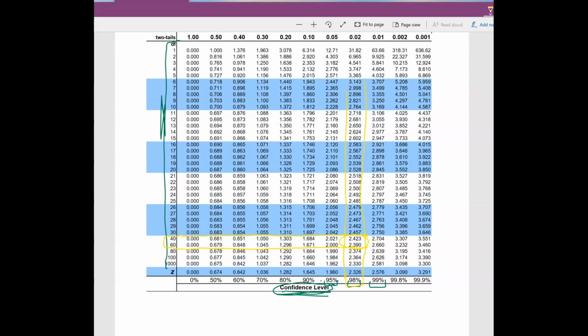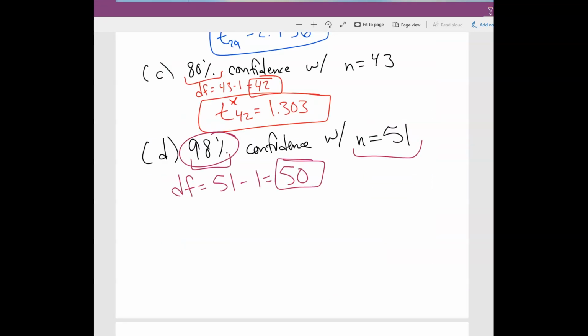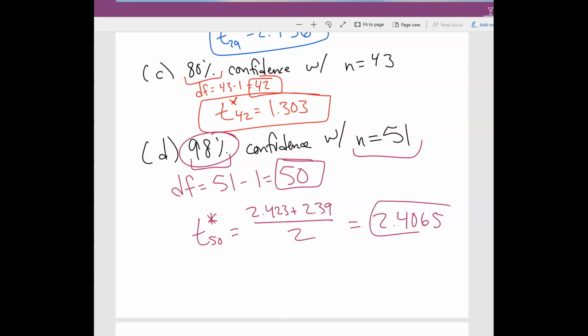So let's write these two things down. We're just going to take the average of these two. So T star of 50, we're just going to average them. So it was 2.423 and 2.39. We're just going to add them and divide it by 2. So just take the mean of these. So when you add them and divide it by 2, you're going to get 2.4065. So you can kind of estimate it this way.